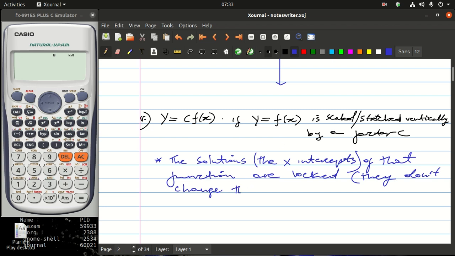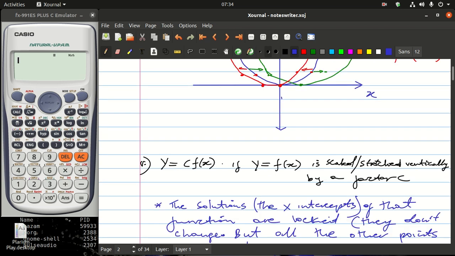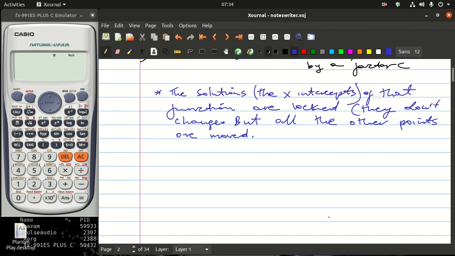The only thing that will change is all the other points. Let me just say here, all the other points are moved. Right. So when you're stretching something, if something was above the x-axis, then it is moved up.